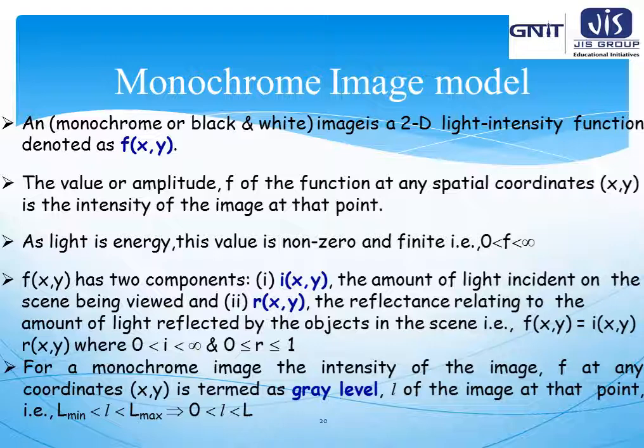The value or amplitude f of the function at any spatial coordinates (x,y) is the intensity of the image at that particular point. So if we consider x,y as the positional information, f will be considered the intensity level. As light is energy, this value is non-zero and finite. That means the value of f lies between 0 and infinity.